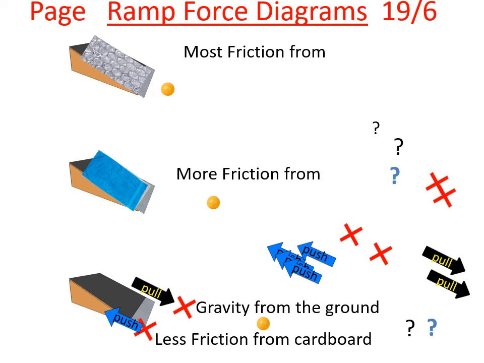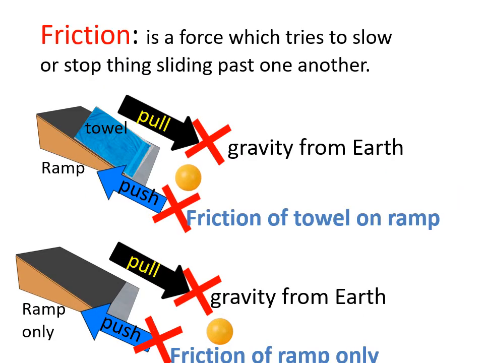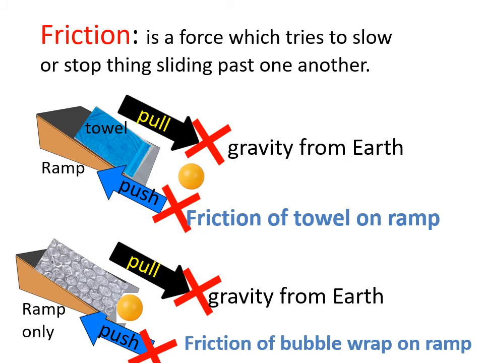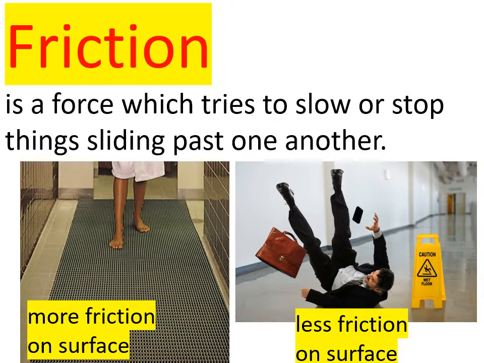We did a ramp force diagram, and our diagram showed that the ball traveled the longest distance on the cardboard only. It traveled the shortest distance on the bubble wrap. So why did it move a shorter distance on the bubble wrap? Why did the ball travel a shorter distance or length on the bubble wrap?